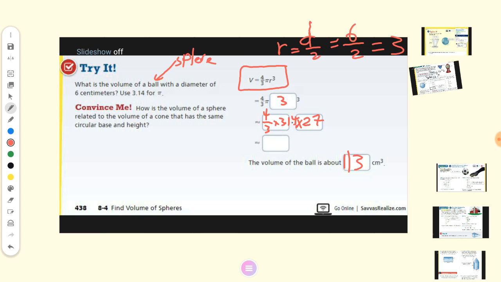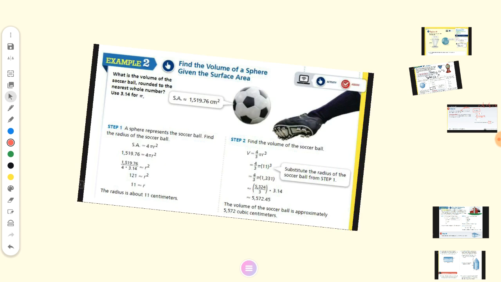Okay? This is the simple way. It's very easy. Just remember the rule and you can solve it the easy way.